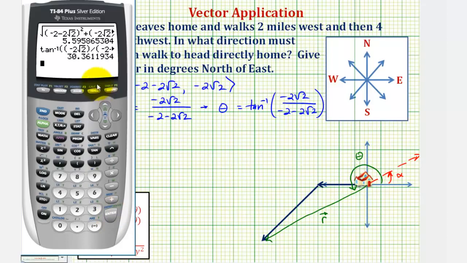So again, notice how this angle is in the first quadrant, so it is the angle we're looking for, or the number of degrees north of east, for this person to head directly home. Notice how the direction of the resultant vector would actually be this angle plus 180 degrees. So we'll say our angle is approximately 30.3612 degrees north of east.